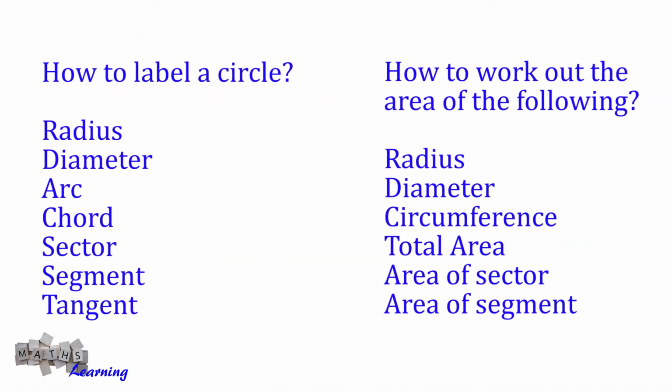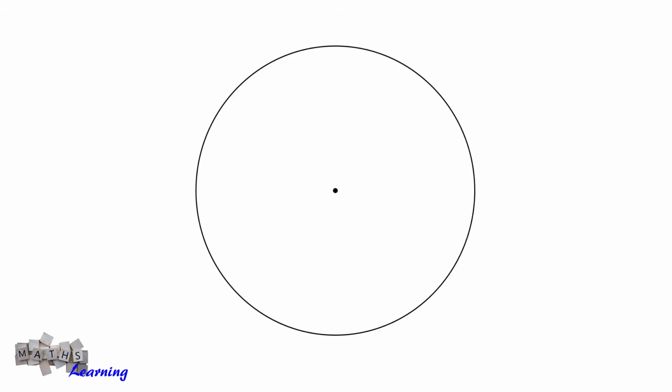In this video we will learn the names of the parts of the circle and how to work out the diameter, circumference and the areas of the circle, sector and segment. So let's start by naming the parts of the circle. In the middle of the circle is the centre. The edge of the circle which goes all around is called the circumference.